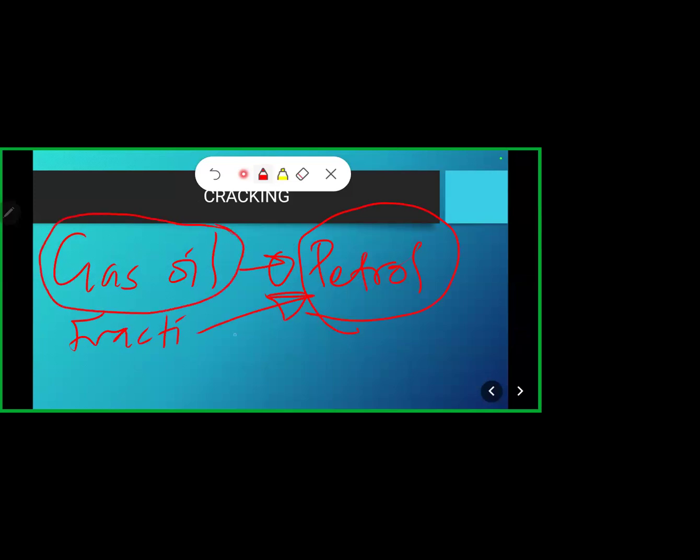But remember, during the fractional distillation process, petrol came in as a second fraction. But when you look at gas oil, it's among the last fractions to be collected off. That means it's heavier. So how are we going to obtain petrol from that heavier fraction? That is where cracking comes in. So by just basic definition, what do you understand by the word cracking?